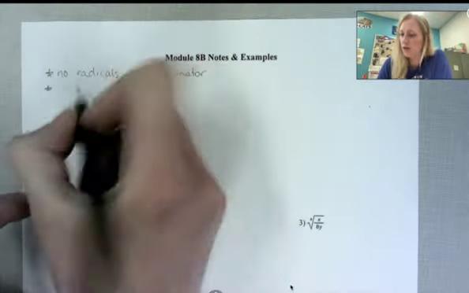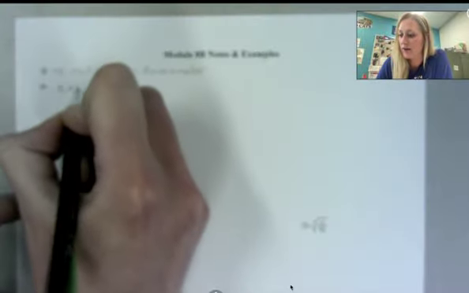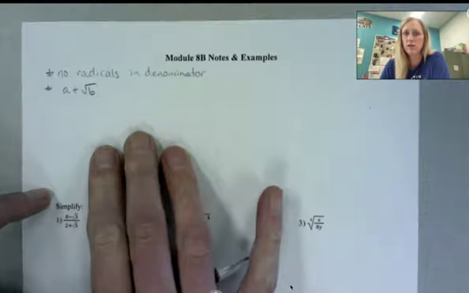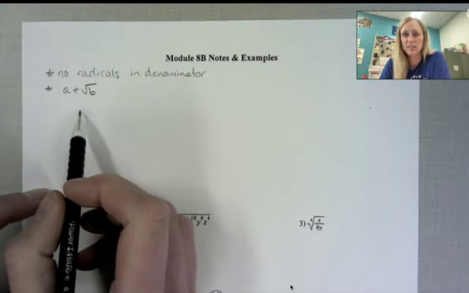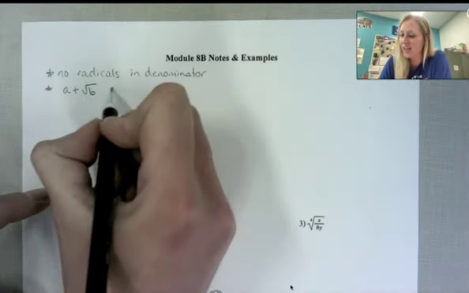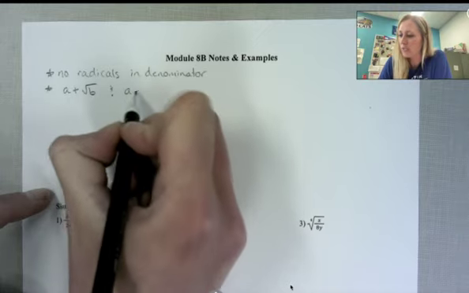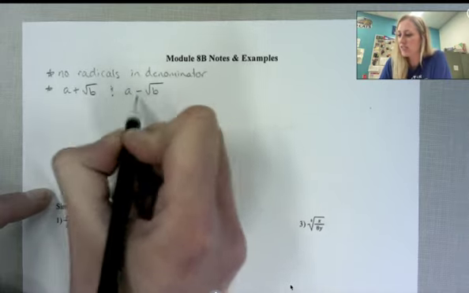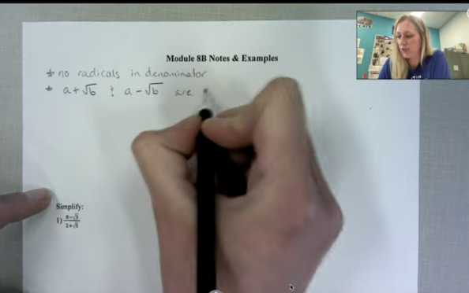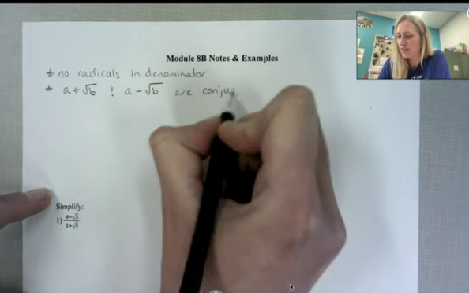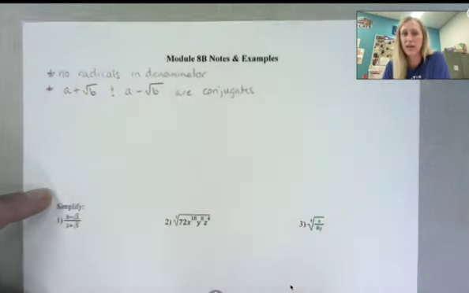There also, in order to get rid of radicals a lot of times, if we had something like this in the denominator, what I do is I multiply by the conjugate, okay, to get rid of it. So conjugates are the same exact thing, but I just change the sign in the middle.